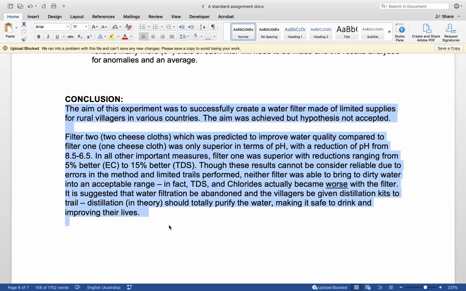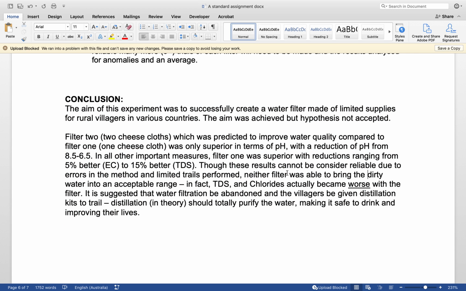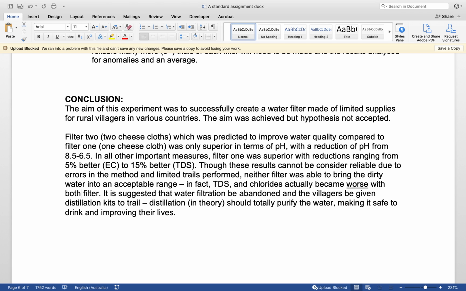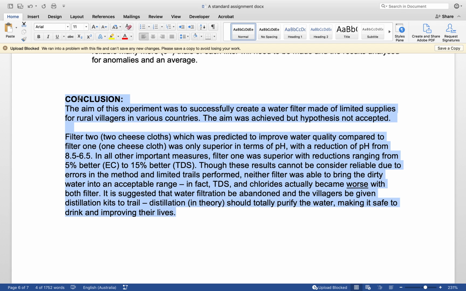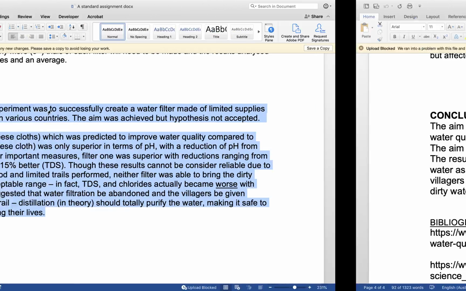In all other important measures, filter 1 was superior, with reductions ranging from 5% better EC to 15% better TDS. Though these results cannot be considered reliable due to errors in the method and limited trials performed, neither filter was able to bring the dirty water into an acceptable range. In fact, TDS and chlorides actually became worse with both filters. It is suggested that water filtration be abandoned and the villagers be given distillation kits to trial. Distillation, in theory, should totally purify the water, making it safe to drink and improving their lives. That is a really, really good conclusion there.